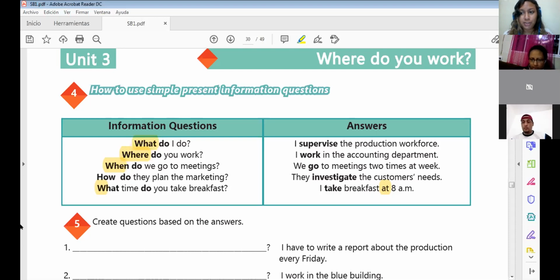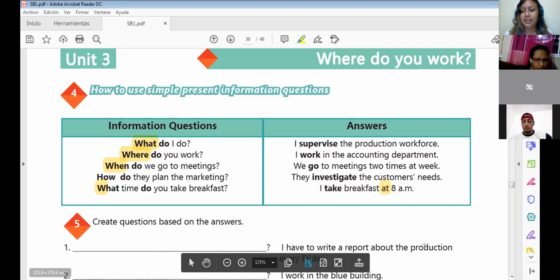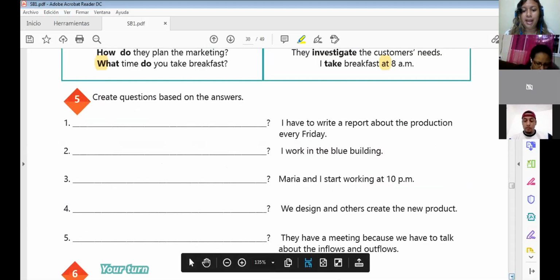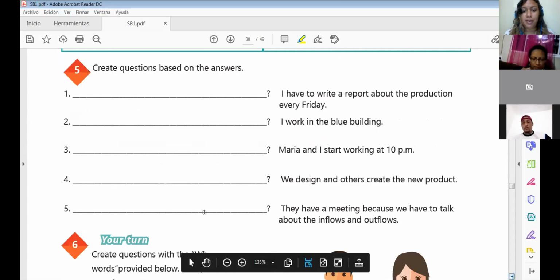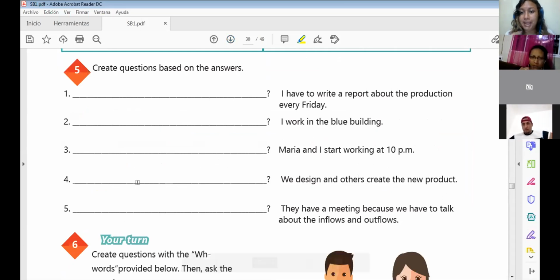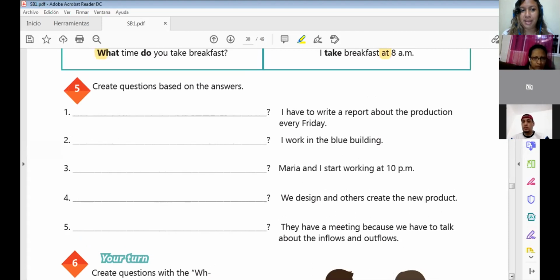You see? Questions so far? Do you have any questions? No? Okay, let's work on an exercise over here. We have 5 spaces for questions. You make the questions. Check the answer. Look, this is the information you have. Make a question for it. For example, let's make number 1 together. It says, I have to write a report about the production every Friday. Friday is a day of the week.